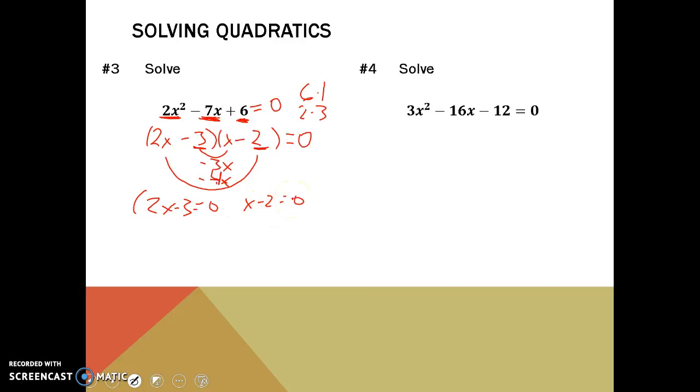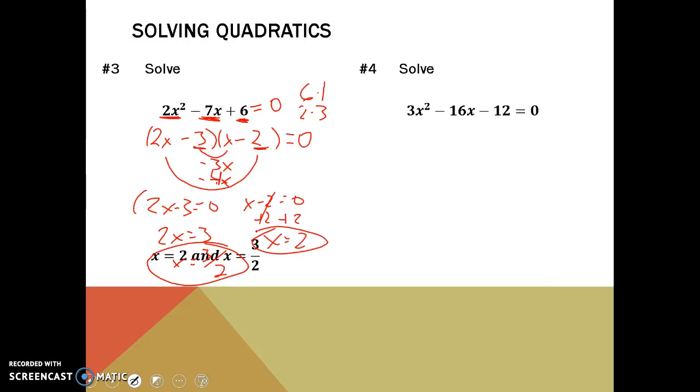So the first equation, if I add 3 to both sides, 2x will equal 3. Divide by 2, and x is going to equal 3 halves. And here the second equation, if I add 2 to both sides, then I'll have x equals 2. And so my two answers are 2 and 3 halves.